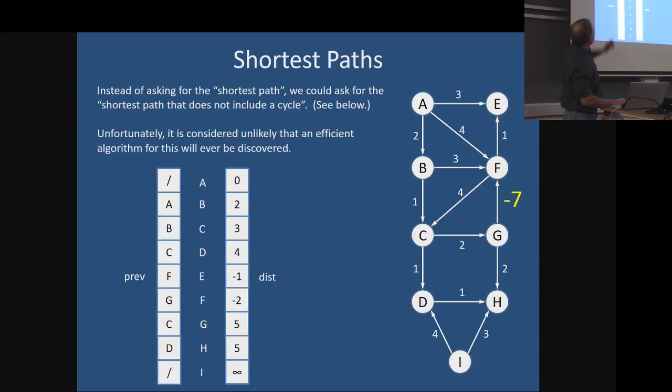Now, suppose we change the problem. So instead of asking for shortest path and saying we're assuming there are no cycles of net negative cost, we could ask for the shortest path that does not include a cycle.